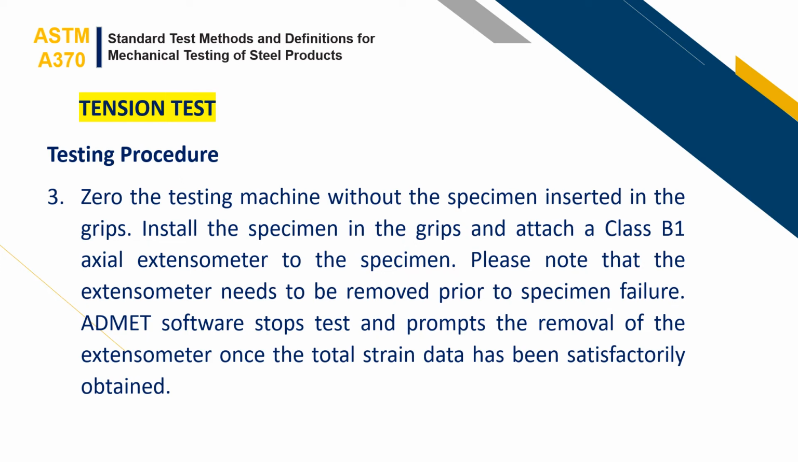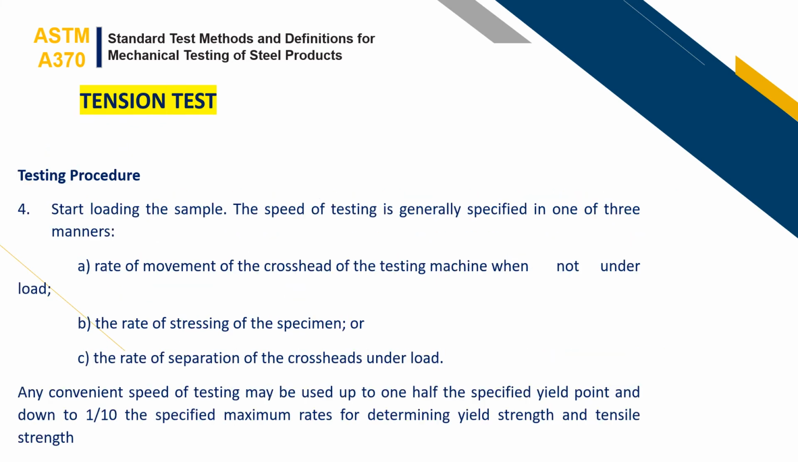Then install the specimen in the grips and attach a Class B1 extensometer at the specimen. Please note that the extensometer needs to be removed prior to specimen failure. ADMET software stops the test and prompts the removal of the extensometer once the total strain data has been satisfactorily obtained. Fourth, you start loading the sample.